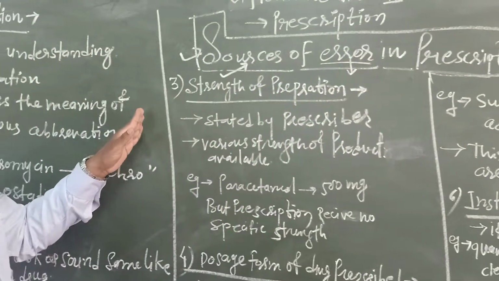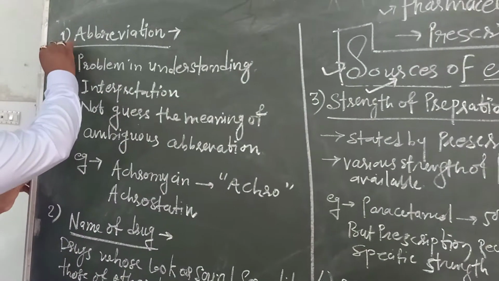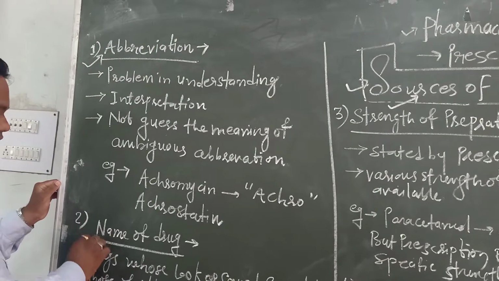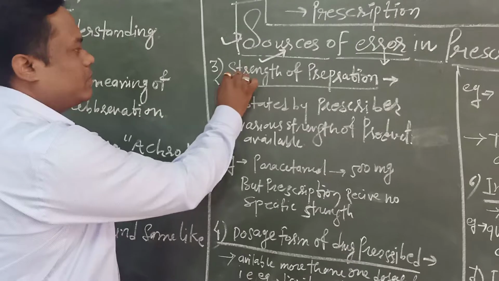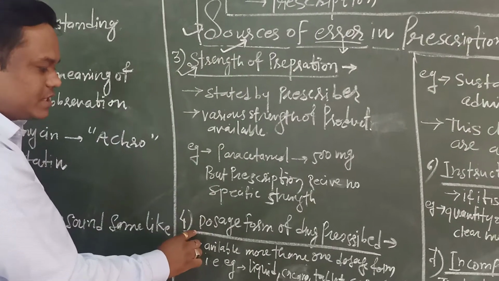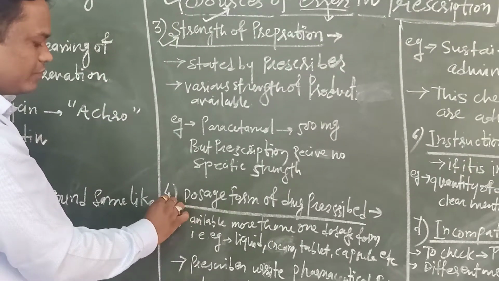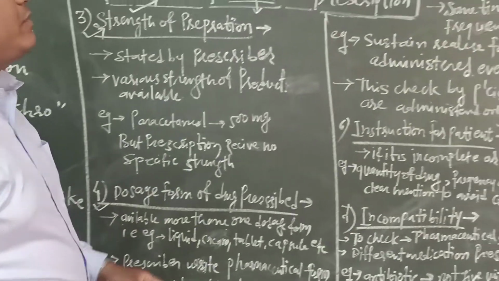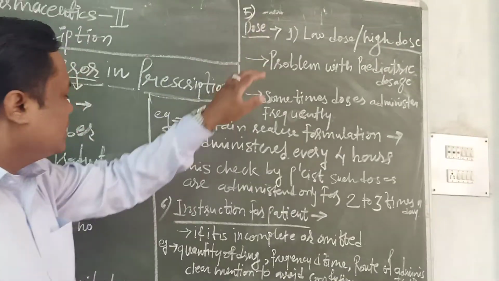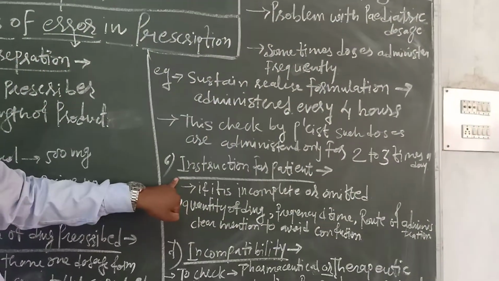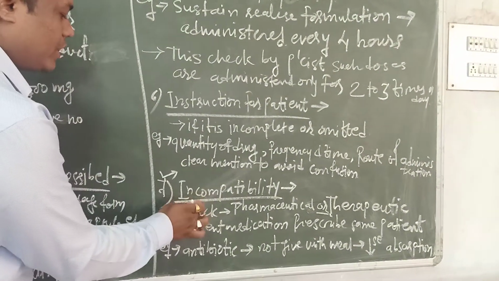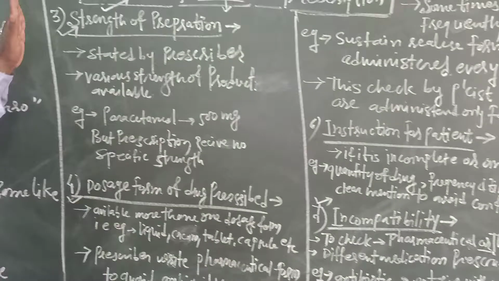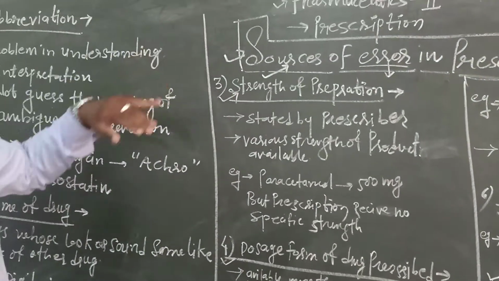Then the sources of errors: first is abbreviation. Second is name of the drug. Third is strength of preparation. Fourth is dosage form of the drug which is prescribed. Fifth is the dose. Sixth is instructions for the patient, and seventh is the incompatibility. We have to take them one by one. These are all the sources of error in prescription.